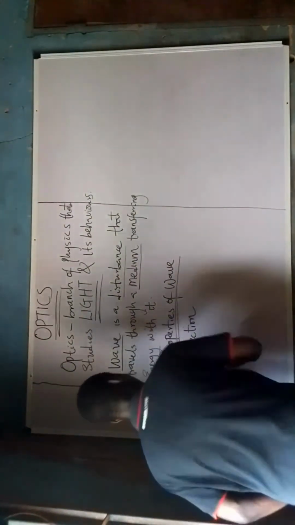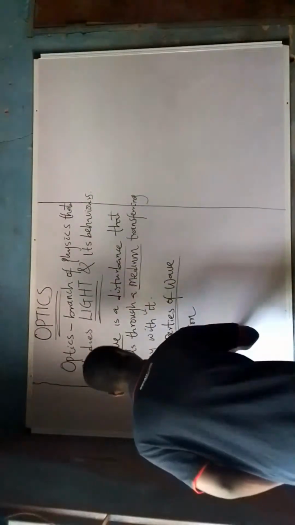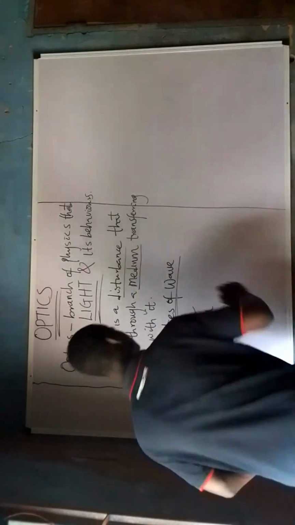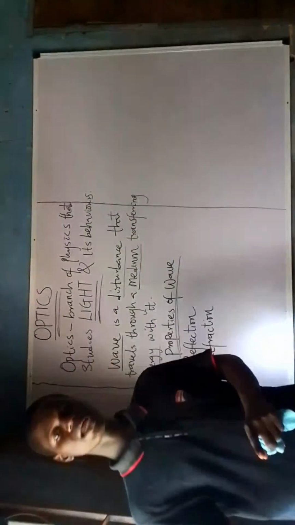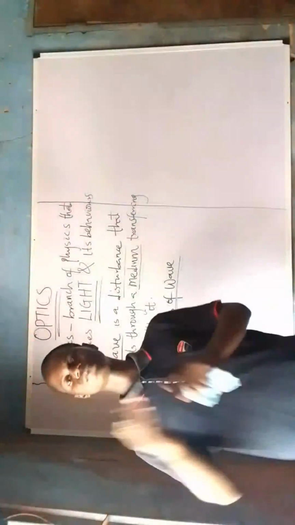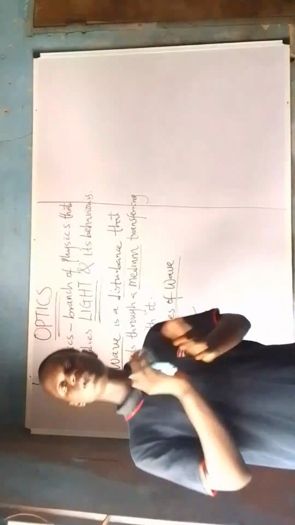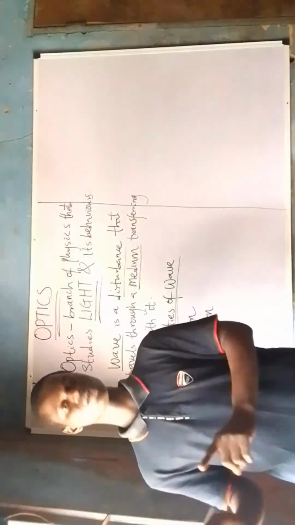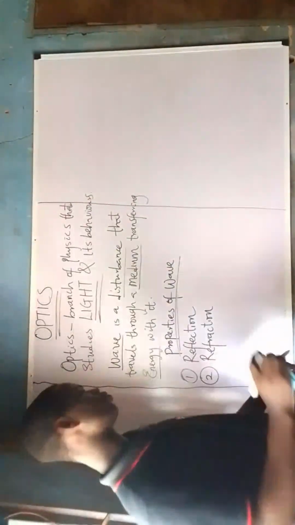Now, another property that every wave should have is refraction. This property is basically the ability of a wave to pass from one medium to another. And during the process of passing from one medium to another, there will be a change in direction, as well as a change in wavelength, and also a change in velocity. We will get back to this again. I want to just finish listing them out first before we progress.